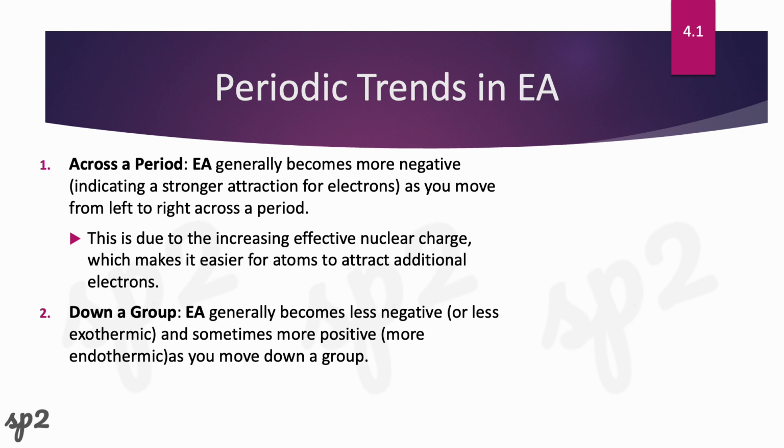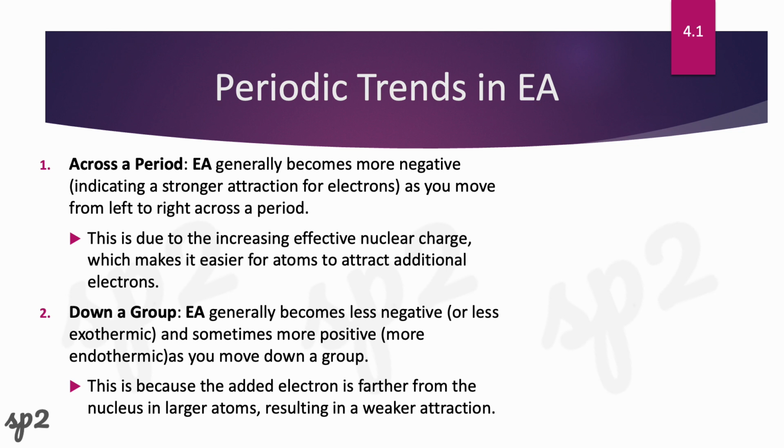If you are moving down a column, the EA generally becomes less negative, less exothermic, or even sometimes more positive, more endothermic. That is mainly because the added electron is farther from the nucleus in larger atoms as you go down, resulting in a weaker attraction.